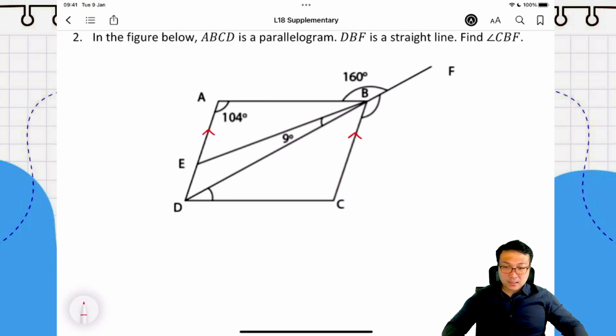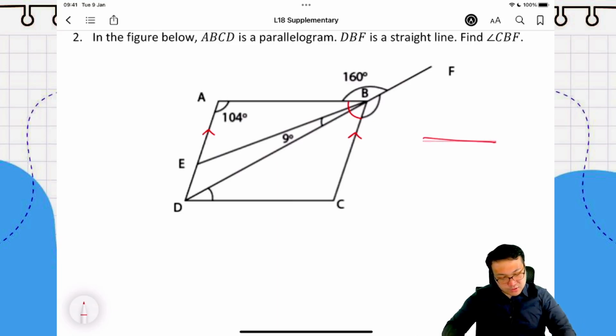Can we try to find angle ABC? What is this angle ABC? ABC is 104? 180 minus 104, very good.